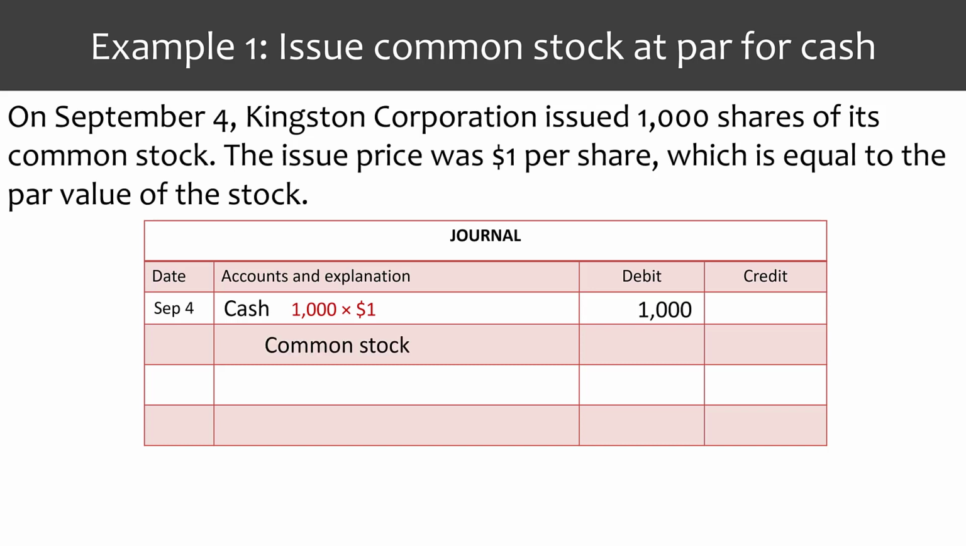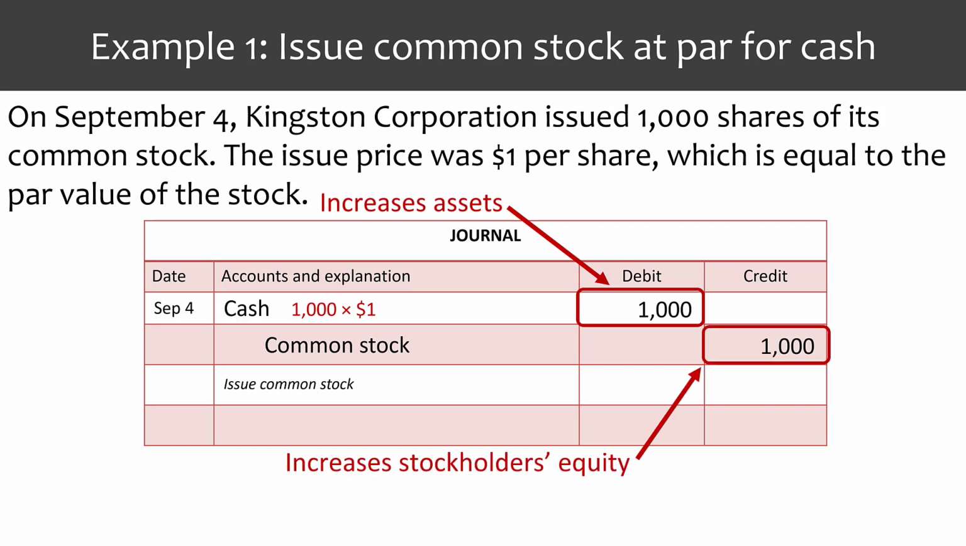The other side of this transaction is going to be common stock. Common stock gets the full $1,000. Common stock gets the par value of the transaction, and that is to issue common stock. So what impact does this have? It increases assets, that cash increases assets, and then the other side of this will be to increase stockholders' equity. So that is example one, which is issuing common stock at par for cash.